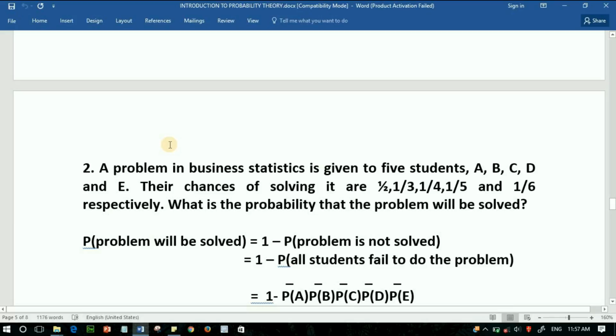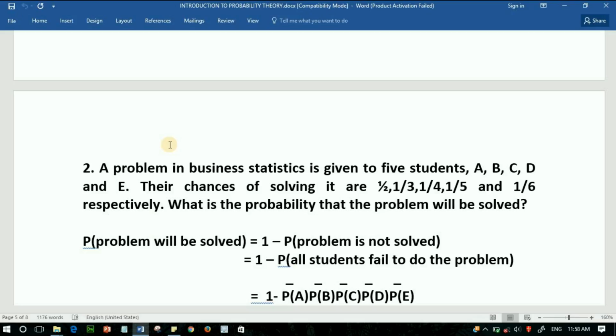Question number 2: a problem in business statistics is given to 5 students A, B, C, D and E. Their chances of solving it are 1 by 2, 1 by 3, 1 by 4, 1 by 5 and 1 by 6 respectively. What is the probability that the problem will be solved? In solving the problem, all are independent. There is no copying, or if you are copying somebody's, it is dependent. Here in this case, all are independent.